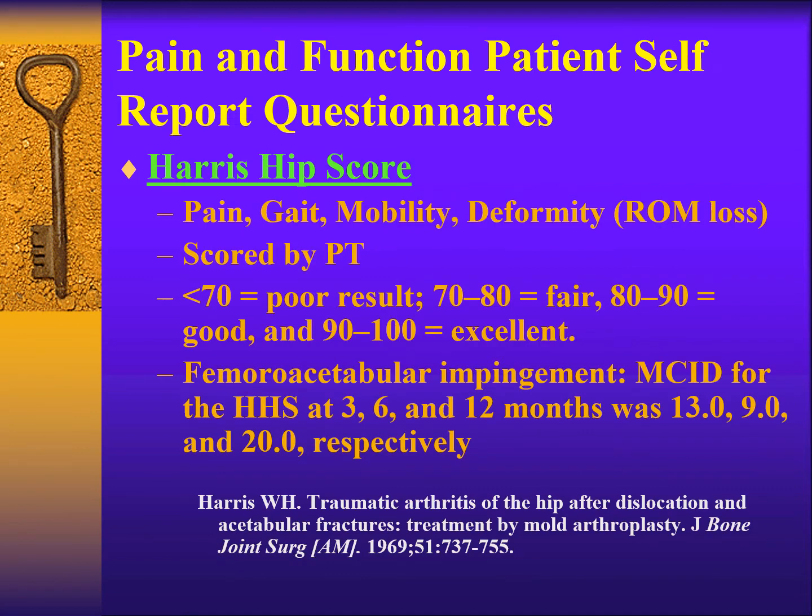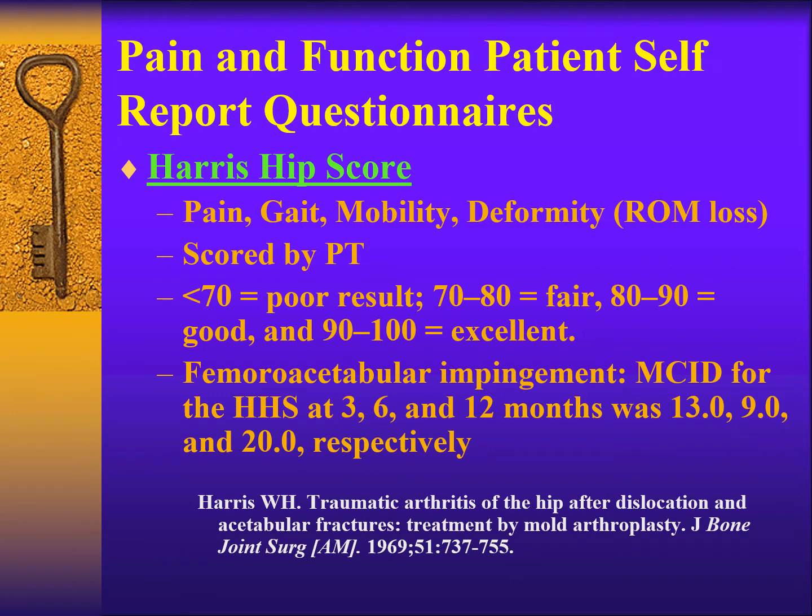The next outcome measure we'll describe is the Harris Hip Score. This particular instrument is typically used with a wide range of patients. So you'll see this in the literature with younger, more active or athletic individuals, as well as individuals who've undergone total hip arthroplasty. So there's a wide range of uses for this particular instrument. This scale looks at 4 different domains which relate to pain, gait, mobility, and deformity. And it's scored by the physical therapist.